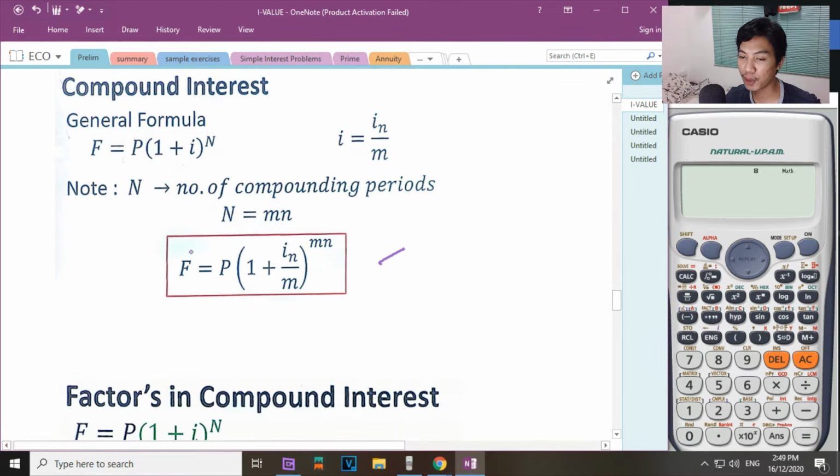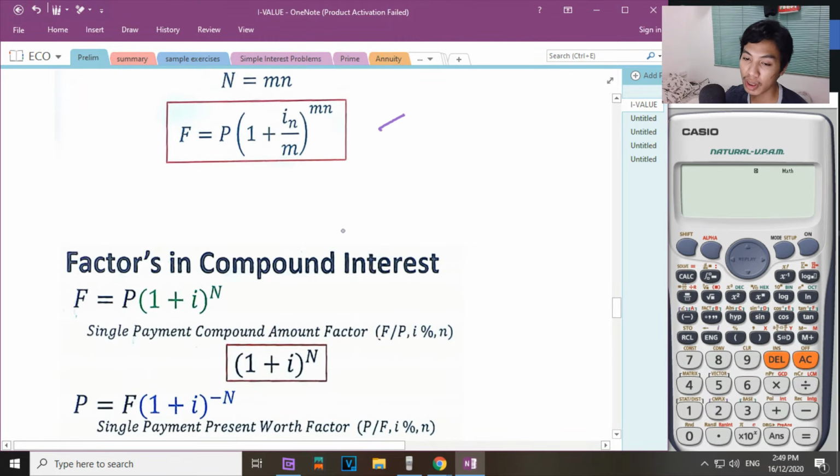Ito, the future worth will be equal to P bracket 1 plus I, N, that is nominal, divided by the mode of payment, M, and then raised to yung power NM. Ano ba yung M? That is the mode of the payment, mode of the compounding, and then multiplied to the number of terms or number of years na meron ka.